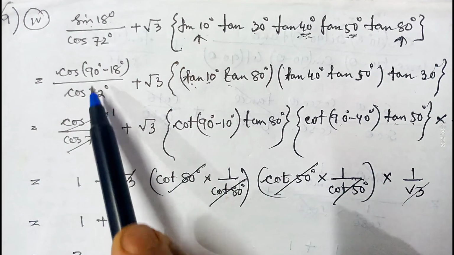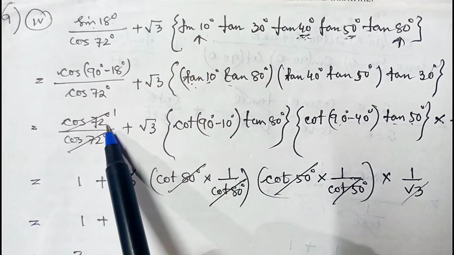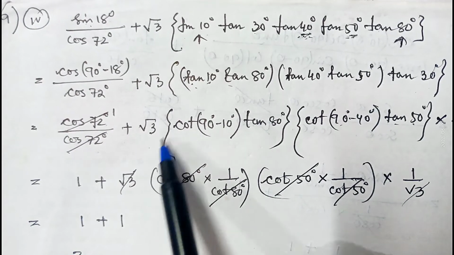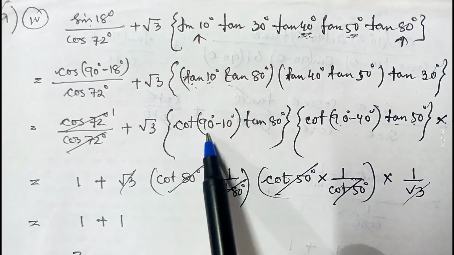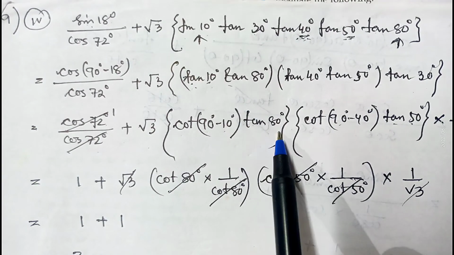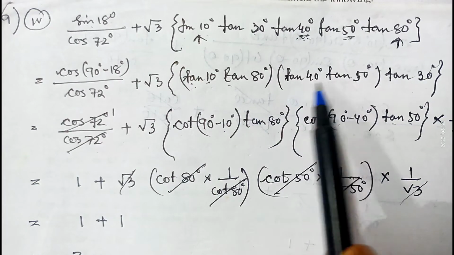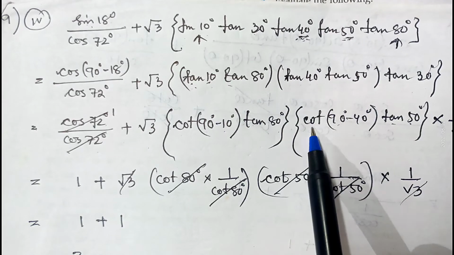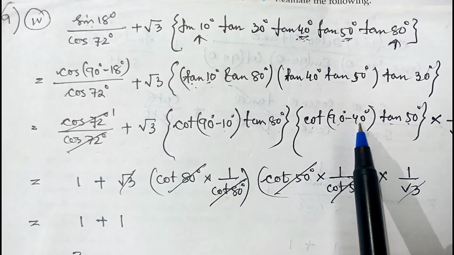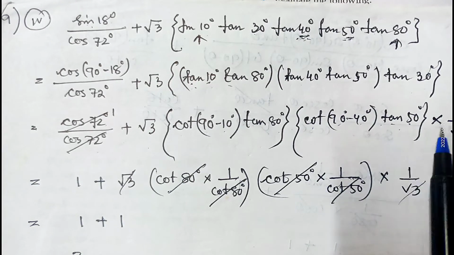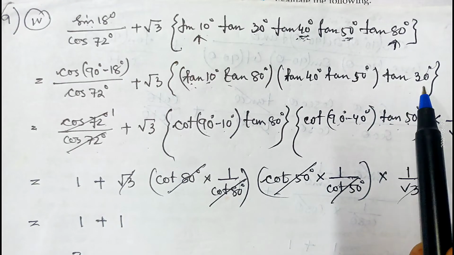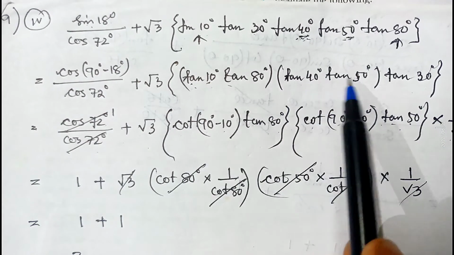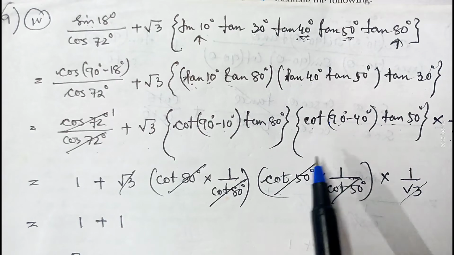Now cos 90 minus 18 is 72. Cos 72 by cos of 72 plus root 3. Tan theta is cot of 90 minus theta, into tan of 80. Out of these two we have to change any one. So we are changing the first part. Tan 40 will be cot of 90 minus 40 into tan of 50 into tan 30 degree. You know the value, 1 by root 3. So out of these two I have changed 1. Out of these two also we have changed the first part.